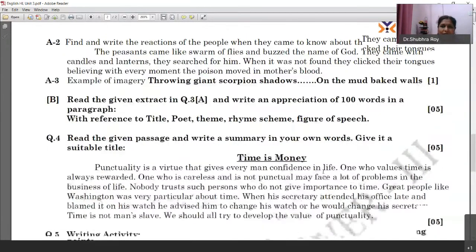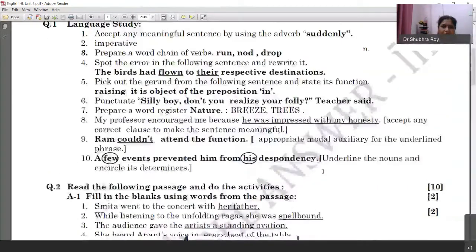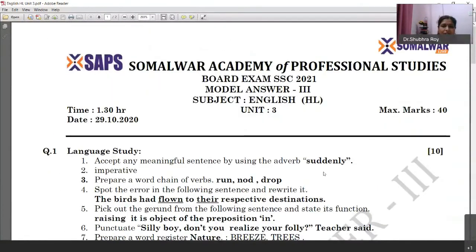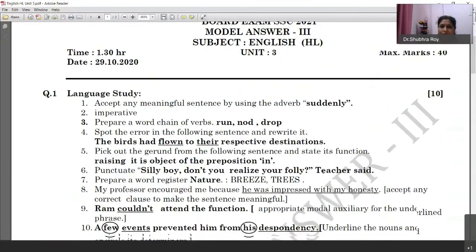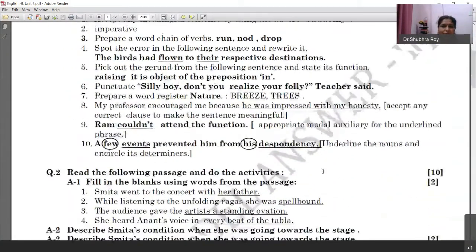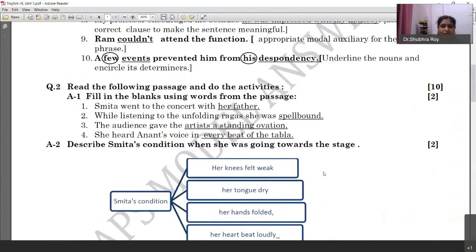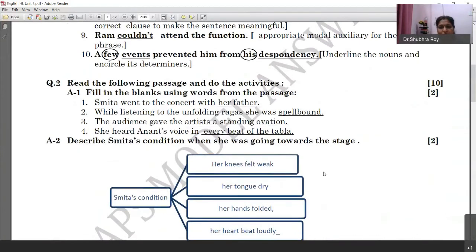If I have to go through all the activities again in activity sheet 3, this is the model answer. Question number 1, based on language study, has 10 questions, 1 mark each. You can score full 10 marks here. Question number 2, read the following passage. Activity 1 is based on simple facts from the passage. Again, you can score full 2 on 2.